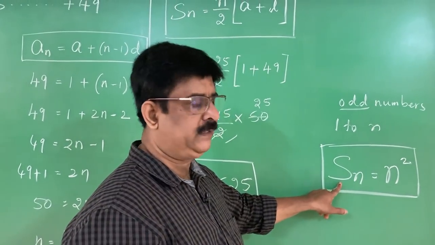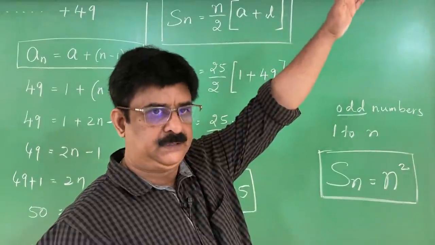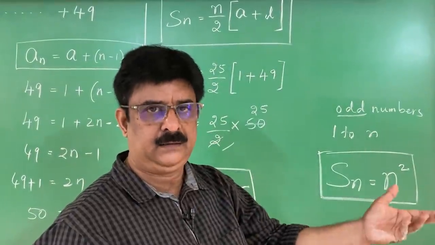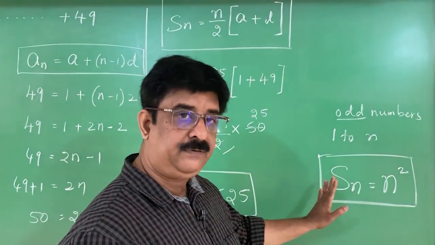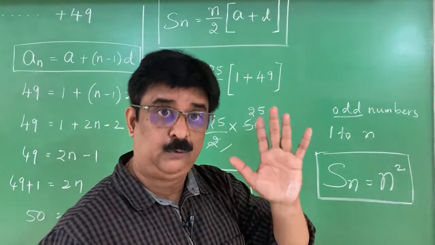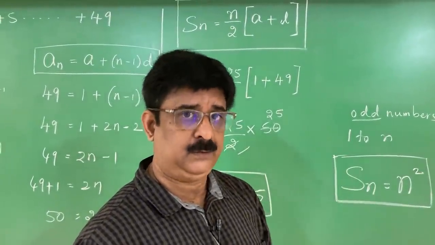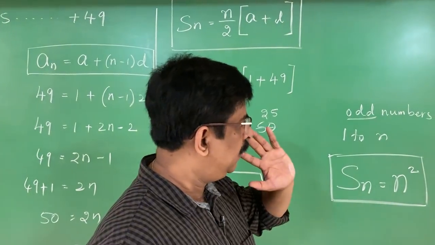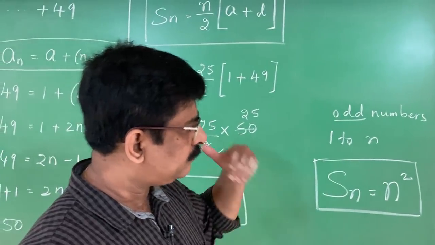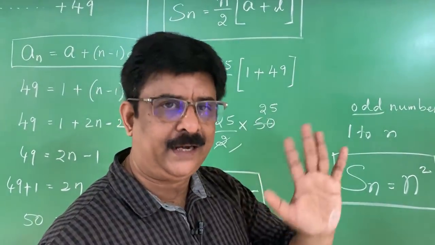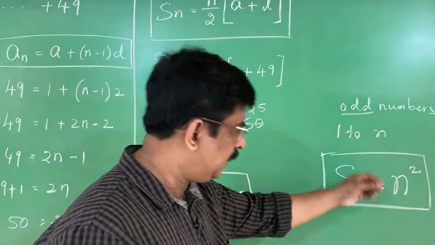Suppose I wanted to find the sum of the odd numbers, 1 plus 3 plus 5 plus up to 100 terms, it means 100 into 100. Sn is equal to n square. If you are intelligent enough, find the formula. Now try to find the formula to find the sum of the even numbers. Do it. That is one work for you people. But it is not required for the examination. This also is not required for the examination. But you have to understand.